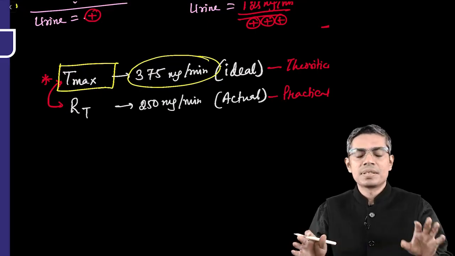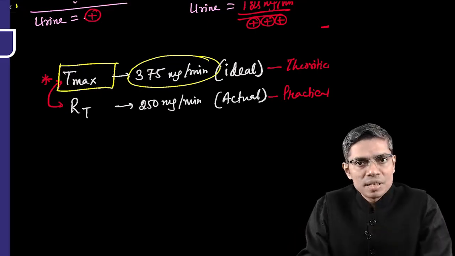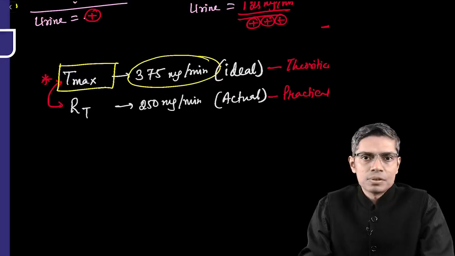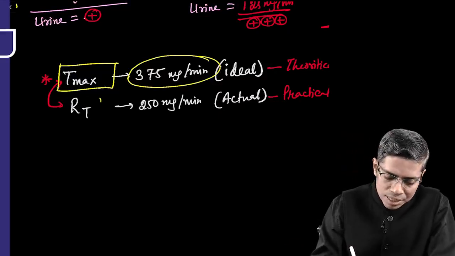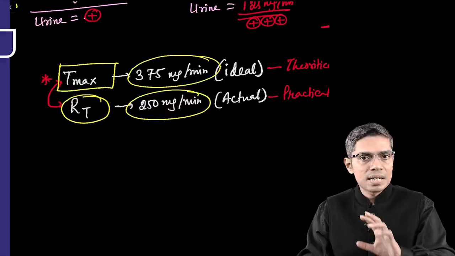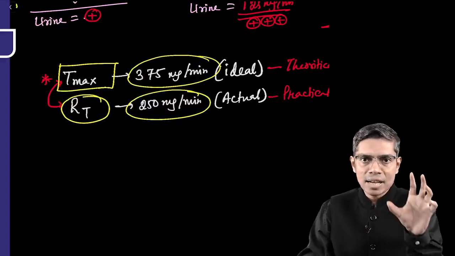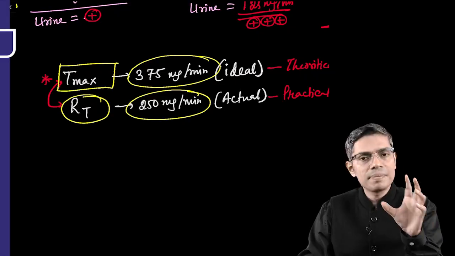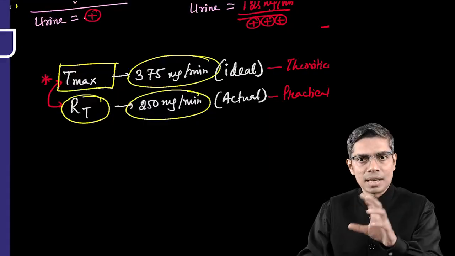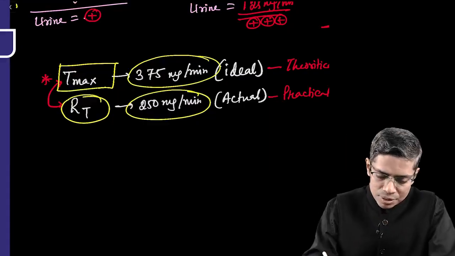But actually, some of the nephrons are not properly functioning, and some of the nephrons are not 100% functioning compared with the others. So that way, the actual renal threshold value is only 250 milligram. So there is a difference between the actual ideal value and the actual value. So the ideal one and the real one, there is a difference between these two.